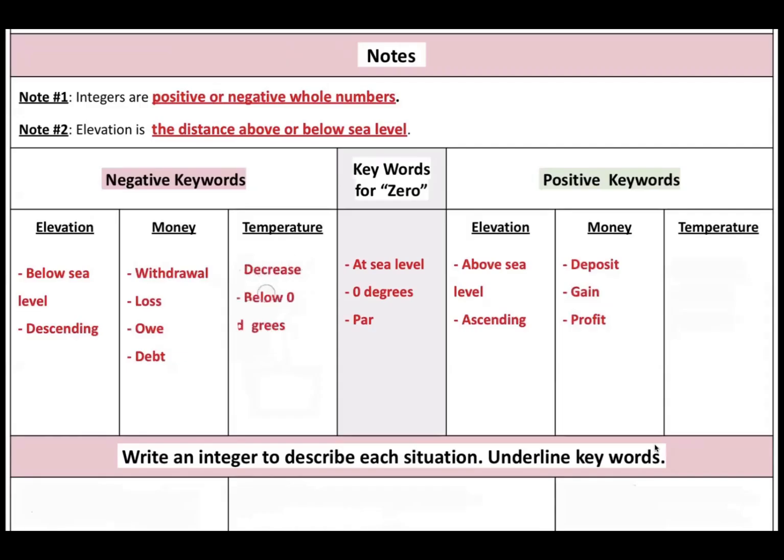And then for temperature, we have decrease or going down, below 0 degrees. And positive temperature keywords are increase and above 0 degrees. Pause the video if you need more time, and then we'll do a few examples.